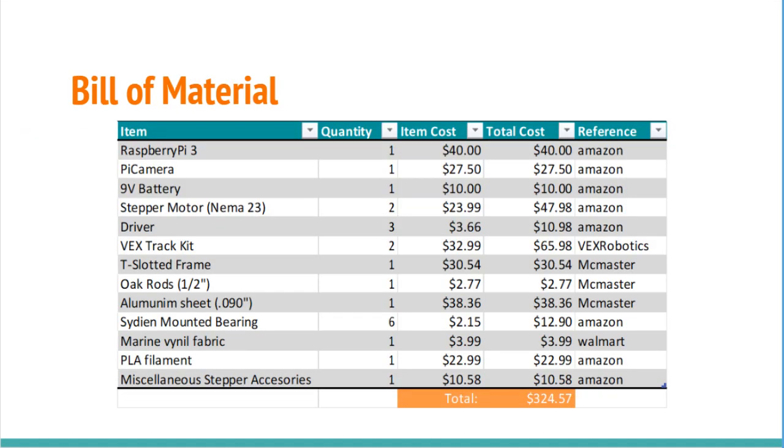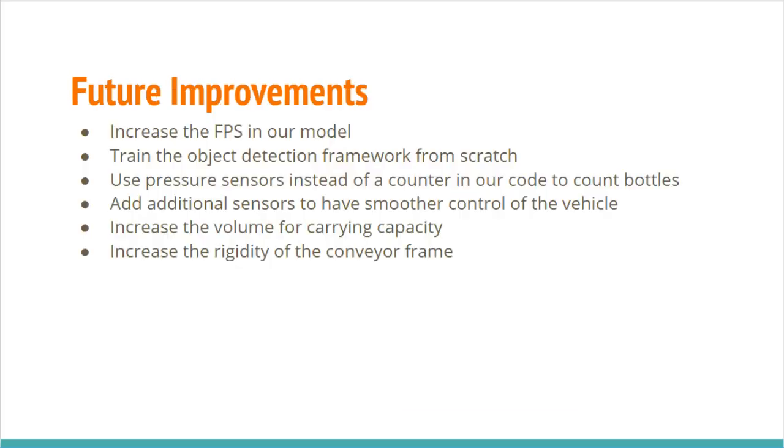The grand total for the project ended up being $324.57. We can also improve our designs in the future by increasing the frames per second in our model. There are attachments that can be purchased to connect to the microcontroller to enhance the rate of frames per second. In addition, we can train object detection from scratch to take out unnecessary classes in order to reduce the processing time and not waste any memory on the Pi.